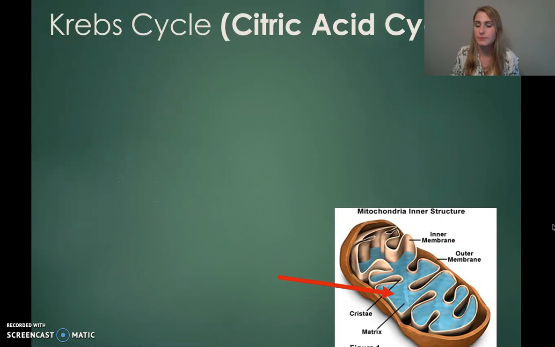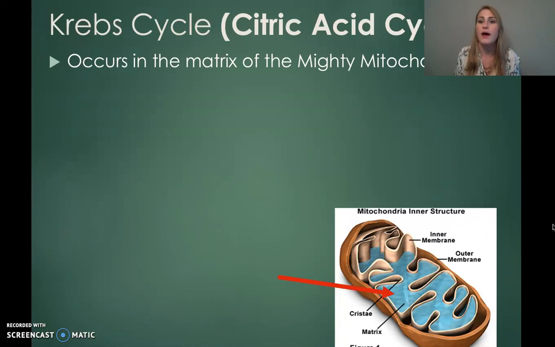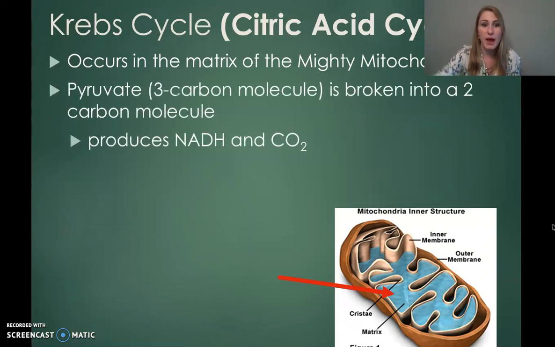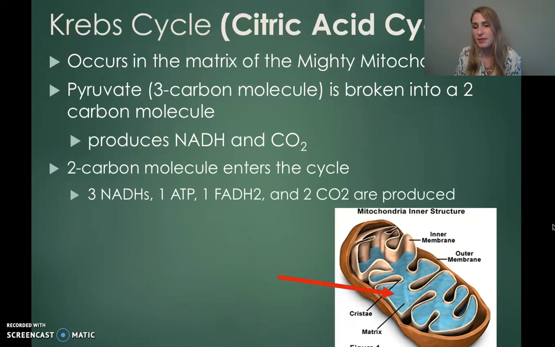So the Krebs cycle. We've already done glycolysis, which is in the cytoplasm. Now we are moving into the matrix of the mighty mitochondria. This cycle is also called the citric acid cycle because we make citric acid. So the pyruvate, those 3-carbon molecules, they end up getting broken down into 2-carbon molecules. We're not going to go into the in-depth chemistry about how you're going to split these things into 2-carbon molecules. Just know that it does happen.